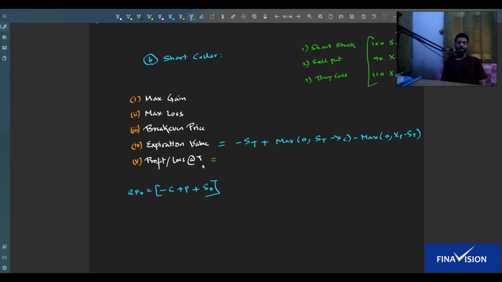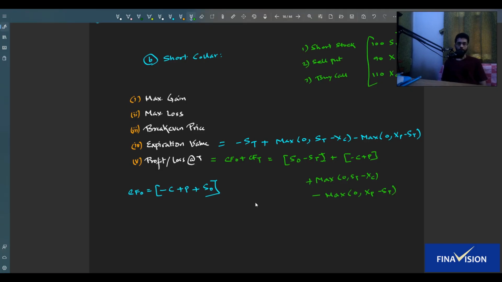Now the profit and loss at time T is just the two cash flows, CF0 and CFT. This is equal to, I can write it like this, the difference between the prices of the stocks, S0 minus ST, the difference between the premiums, minus C plus P, plus the value of the call minus the value of the put. So let me write down the values of the call and the put again here. So this is equal to plus max of 0, ST minus XC, minus max of 0, XP minus ST, right?